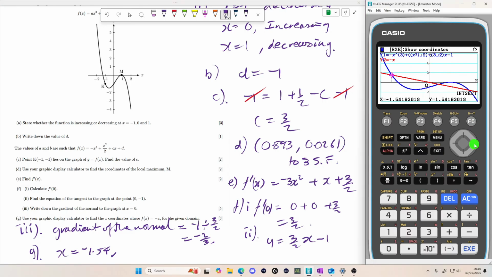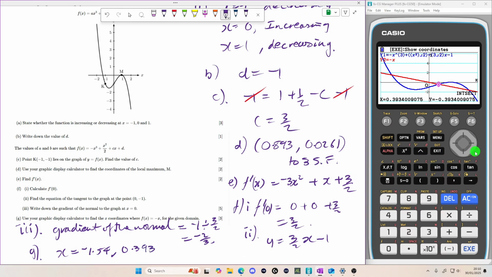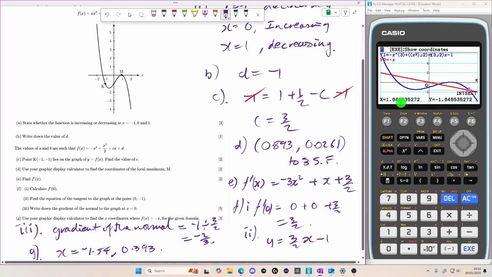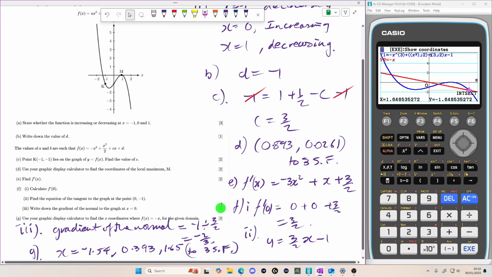Then we get to the next one, just here, 0.393, and then we'll get our last one in our domain of 1.65 to 3 significant figures. And there we go. That's our final answer to this question.